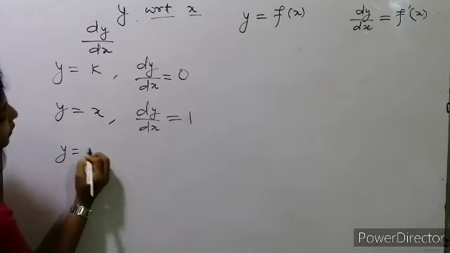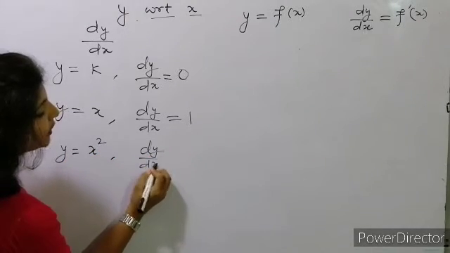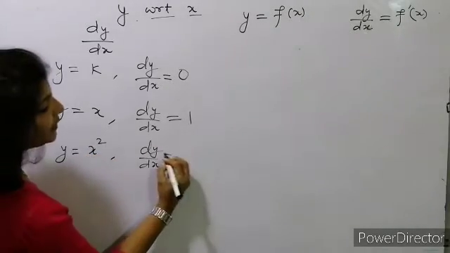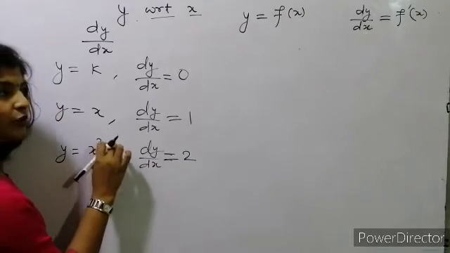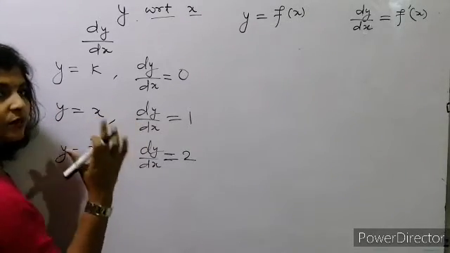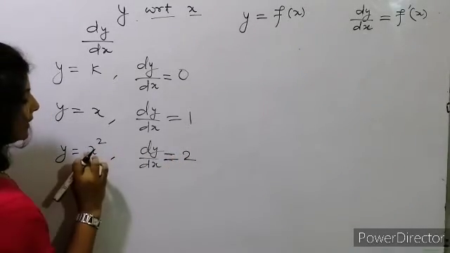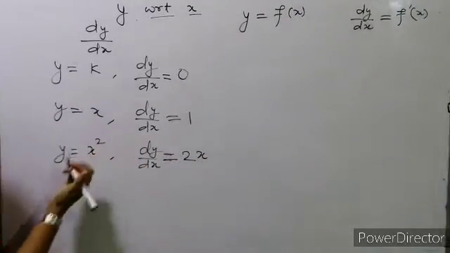If y is equal to x square, in that case dy by dx will equal, how is it working? The power is 2, so we write 2 first, and then x ka power will be 2 minus 1. The power will decrease by 1. So 2 will be here, and x ka power will be 2 minus 1, that is 1. So it will be 2x.